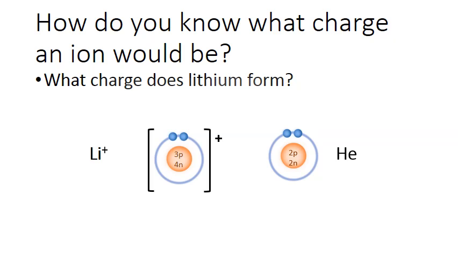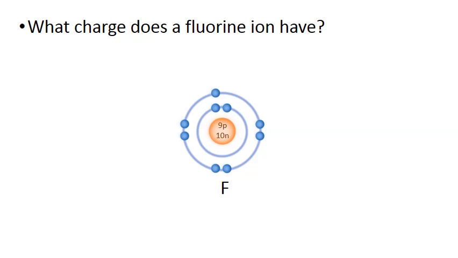Because it's lost an electron, it becomes positively charged. So lithium forms an ion with a charge of 1+. Now what charge does a fluorine ion have?